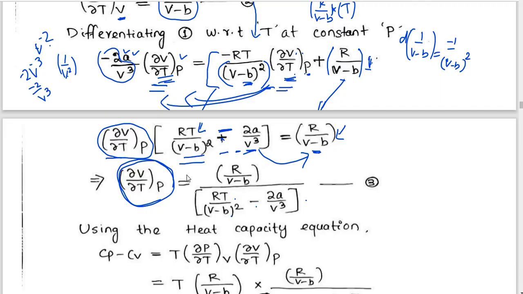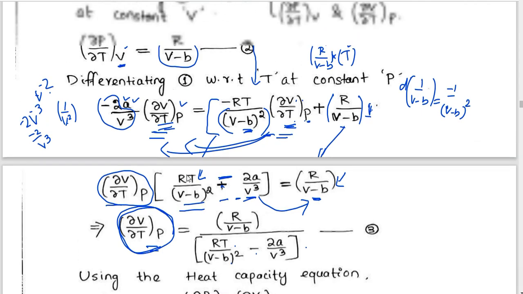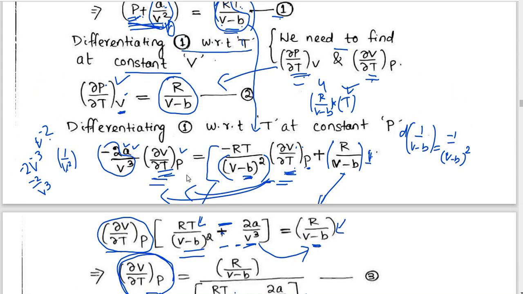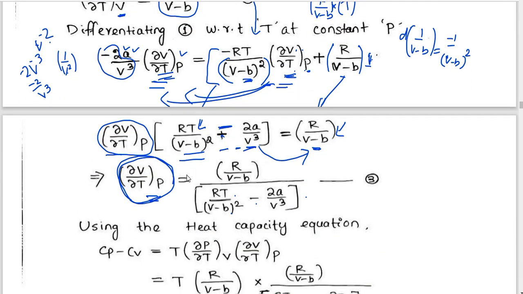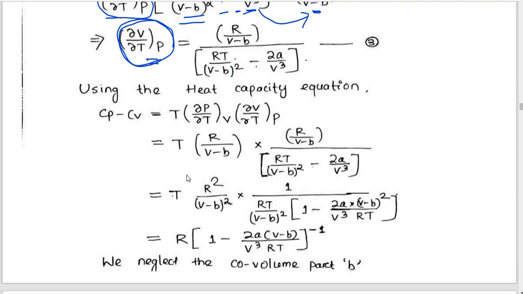So what you have to do, this is equation 3, del P by del T, and in equation 2 we have del P by del T. We have to put equation 2 and 3 in the heat capacity equation. So what will be the part? Cp minus Cv equal to T into del P by del T at constant V, into del V by del T at constant P.